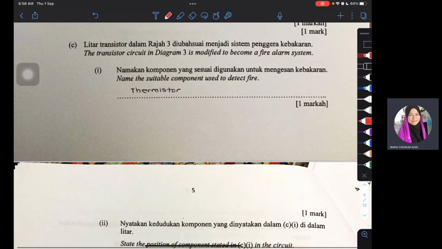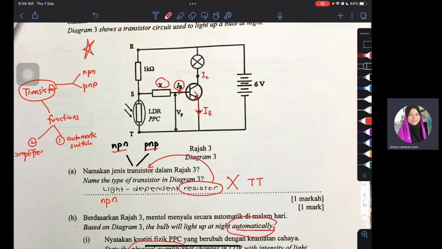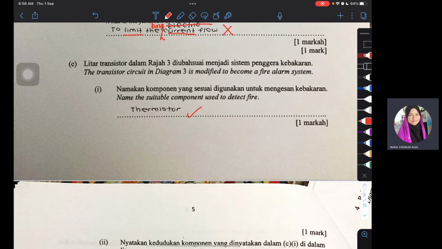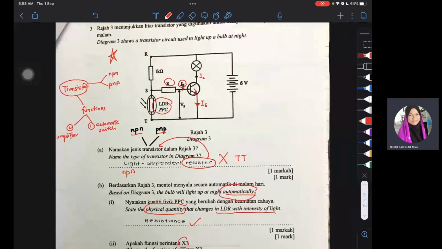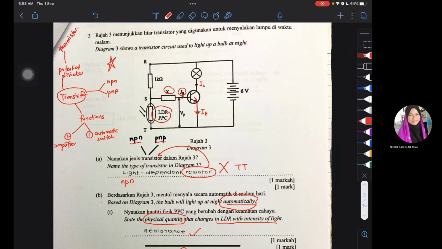Okay, name the component. Name the suitable component used to detect fire. So ini example of other potential divider. Ini potential divider kita guna LDR. Lagi satu, kita boleh guna thermistor. Itu je yang awak belajar. Okay, kalau potential divider, dia ada sama ada guna guna apa tadi? Thermistor. Ni untuk api lah. Okay, and then kita ada LDR, Light Dependent Resistor, PPC lah bahasa Melayu.